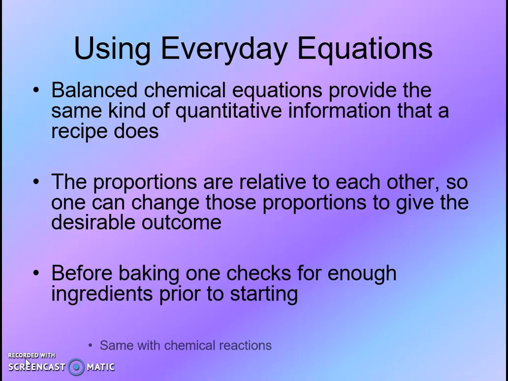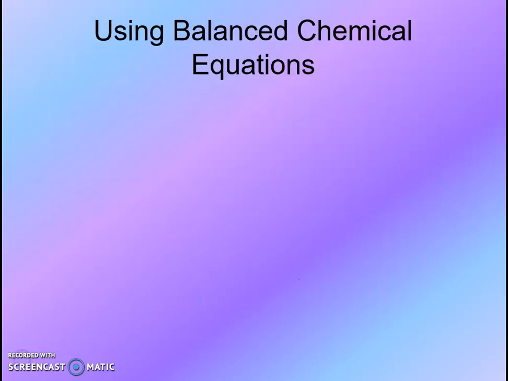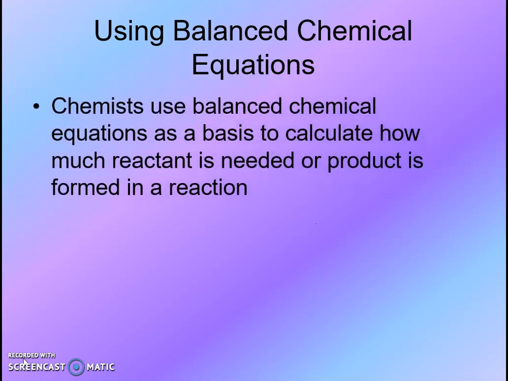Chemists will do the same thing. If they have a certain amount of product that they need to obtain to meet a certain manufacturer's desire, then they need to make sure they have enough of that reactant to then start off that reaction. So chemists can use this balanced chemical equation to, again, determine how much reactant or how much product will be formed looking at those relative amounts.